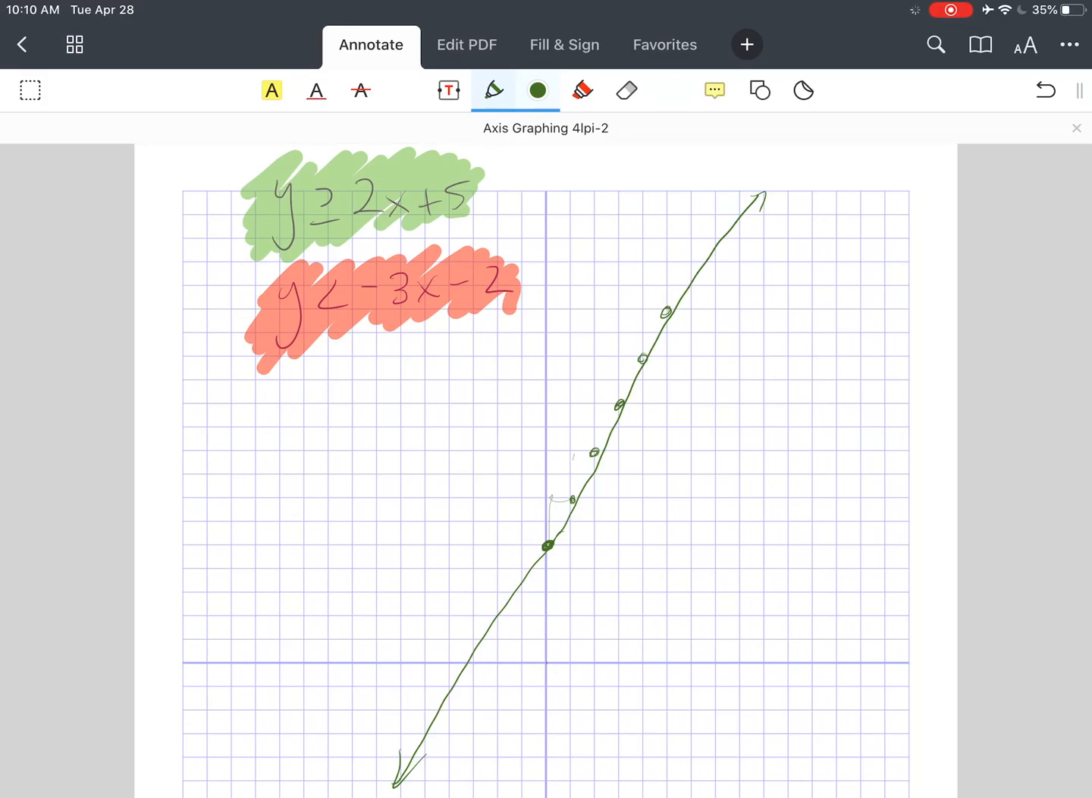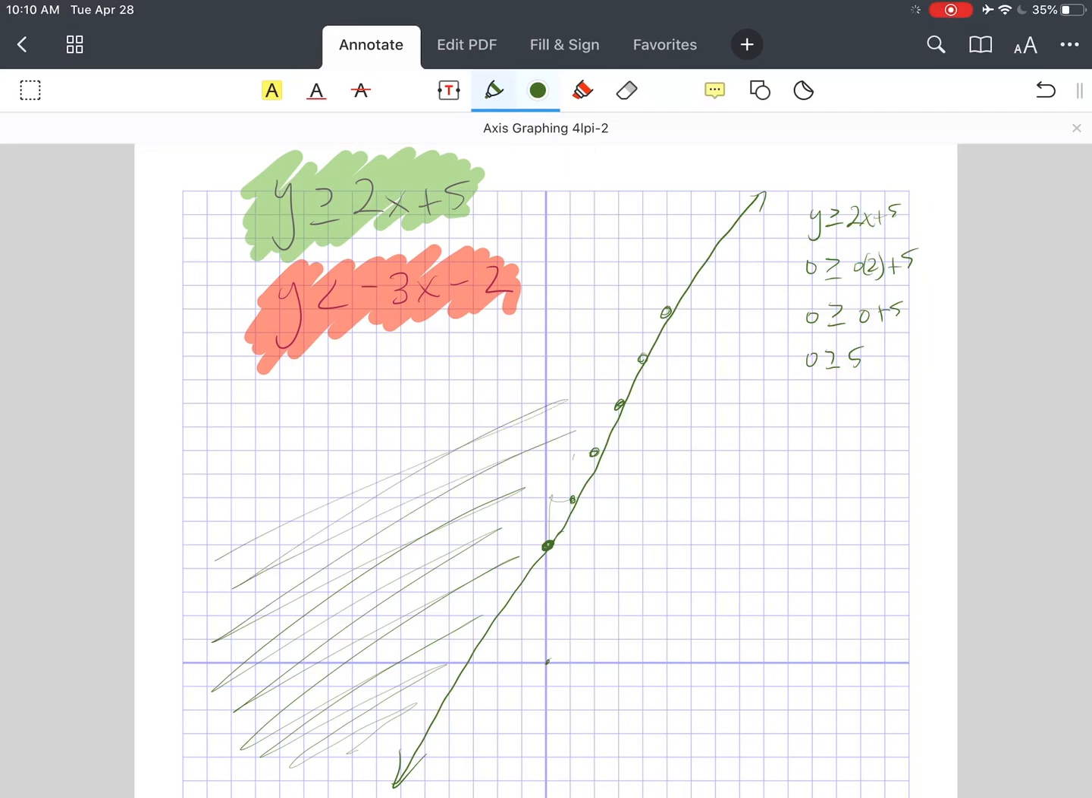So notice how the origin is not on the line. It makes it a lot easier. So you're going to try the point 0, 0. So we have y is greater than or equal to 2x plus 5. You're going to plug in 0, 0. So you have 0 is greater than or equal to 5. So is that a true statement or a false statement? That's a false statement. Okay, 0 is not bigger than 5.